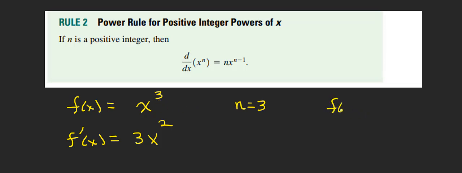What if you have f of x equals, let's say, x to the 100? What will be the derivative? Well, now here the n is 100, so it's going to be n, which is 100, times x to the n minus 1, which is 99. So as you can see, if you were to do this by the definition of derivative, it would take a long time. And now we have a shortcut.